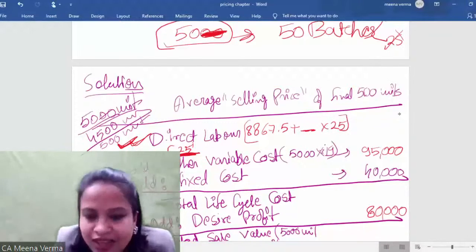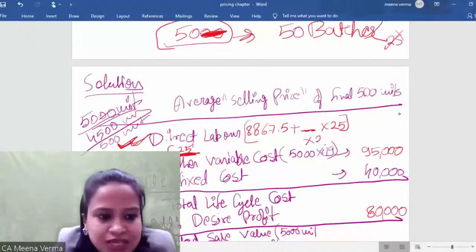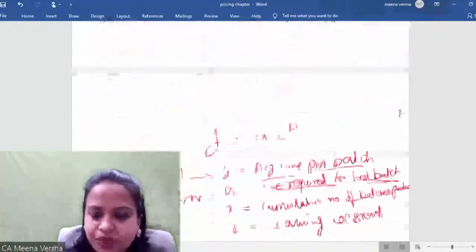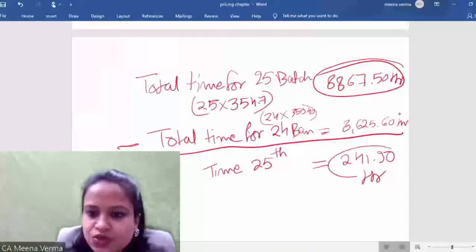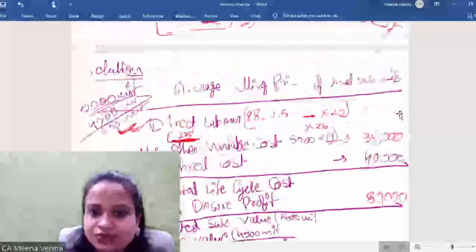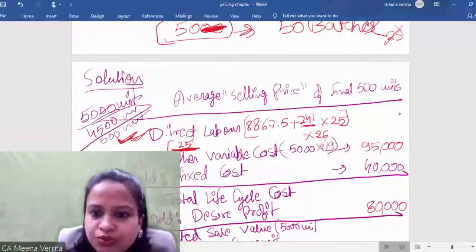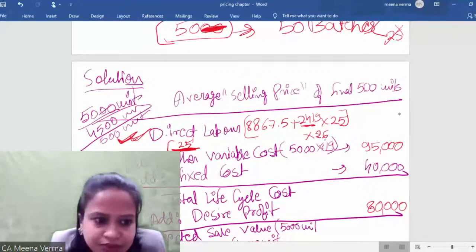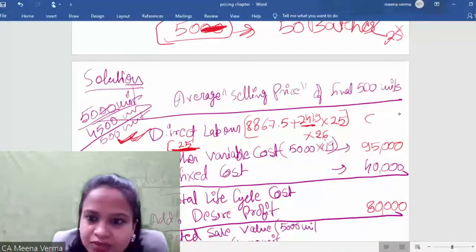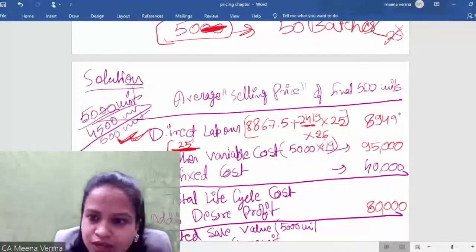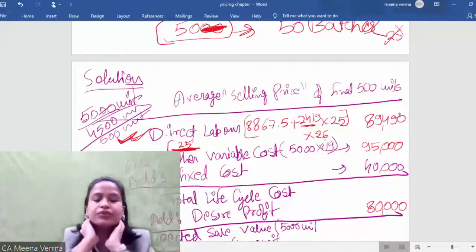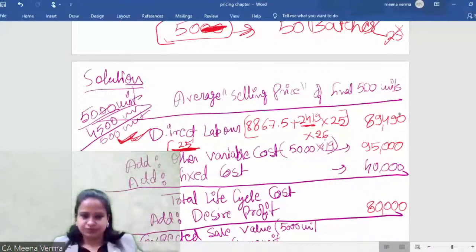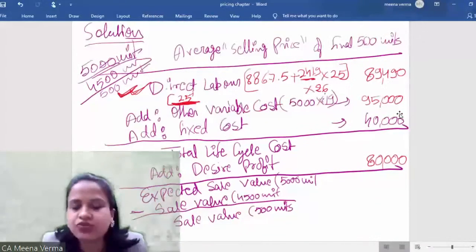I will consider that. And the labor rate per hour is rupees 6, as given in the question. What is the time for the 25th batch? It is 241.9. In this way, you can calculate the direct labor. What is the value of direct labor? 89490. So you can calculate the total life cycle cost, and then the sale value for the entire 5,000 units.